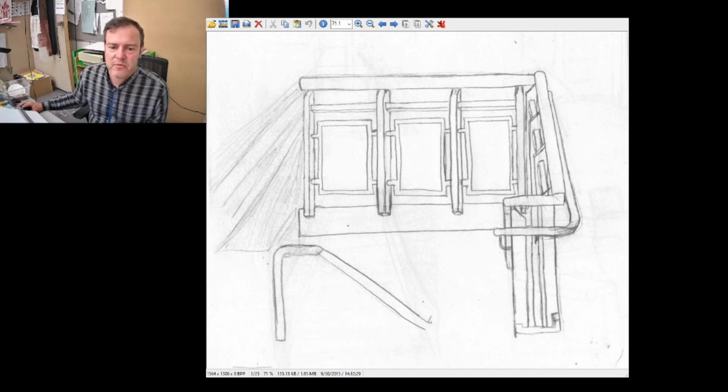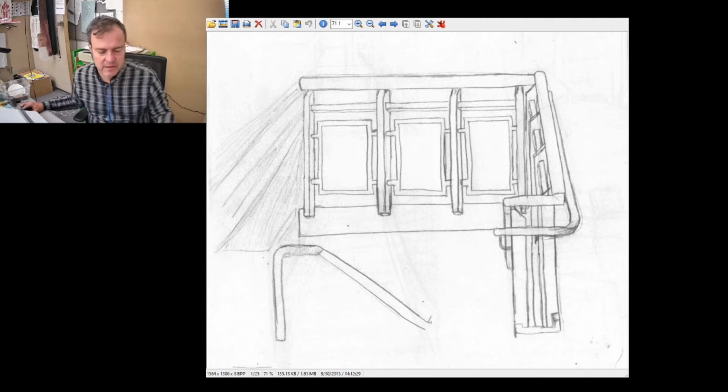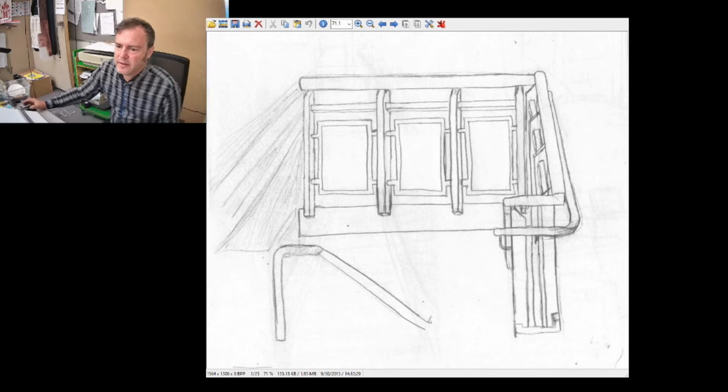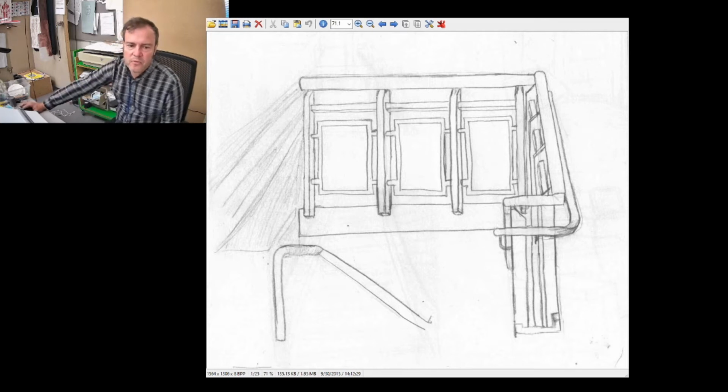Today's lesson is about thumbnail drawings. The big idea here has to do with the way our vision works.